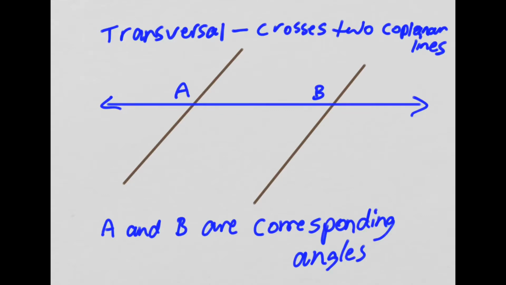Next up we have the idea of a transversal, and this is a line that crosses two coplanar lines. So this blue line is a transversal. And when that occurs, these corresponding angles show up. A and B are corresponding angles based on their position relative to the transversal.